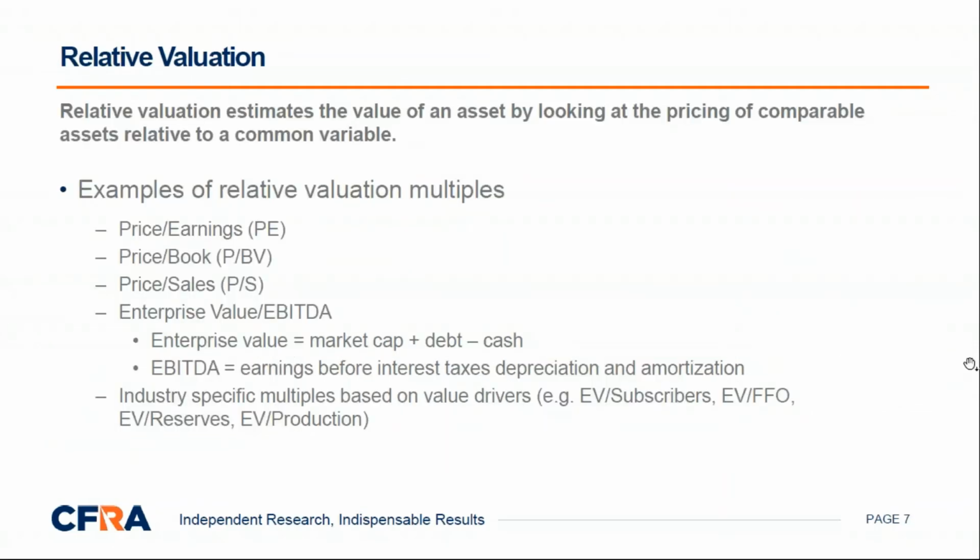Speaking of relative valuation of competitors, relative valuation estimates the value of an asset by looking at pricing of comparable assets relative to a common fundamental variable like earnings, cash flows, book value, and sales. A very common multiple is price to earnings, or PE, effectively looking at the earnings the company generates relative to the price of the stock.